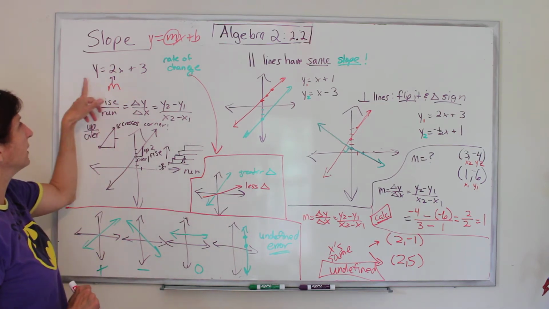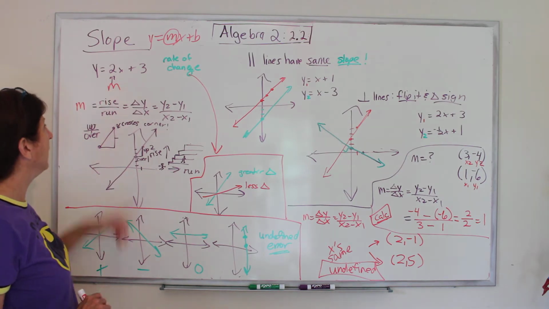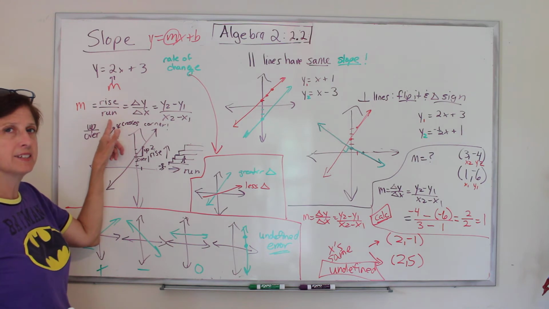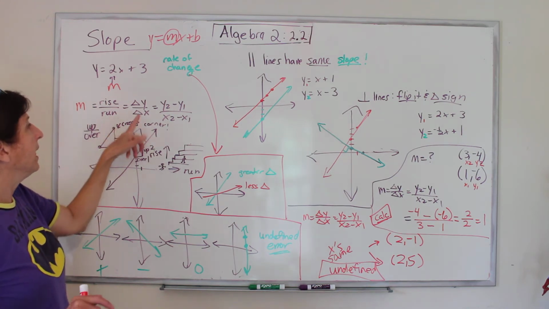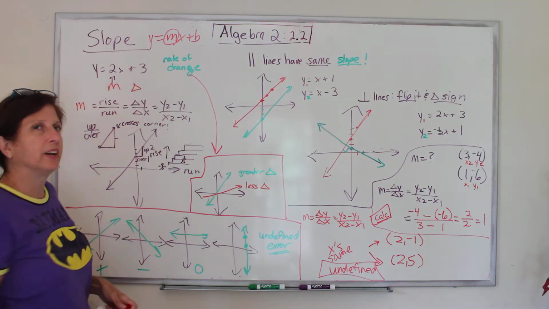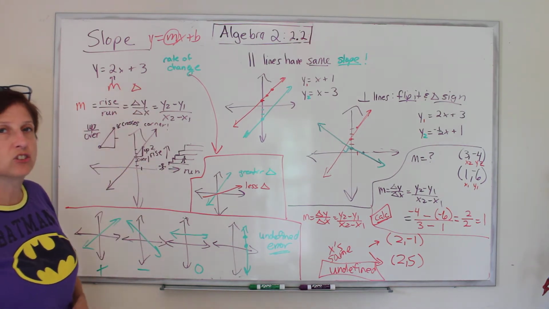Alright, so in this equation, this is linear, no exponents, the slope is 2. And what does that mean? The slope is rise over run. This is what I think of the old-fashioned way. The change in y over change in x. Change is the Greek letter delta. It's a triangle and it means change or difference.